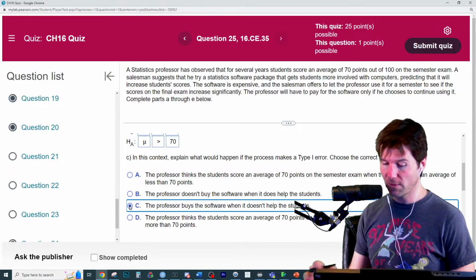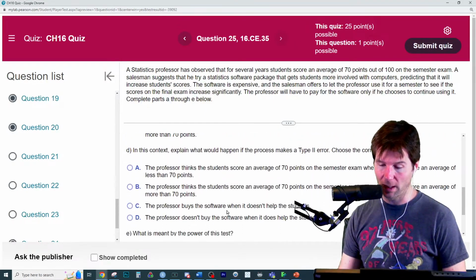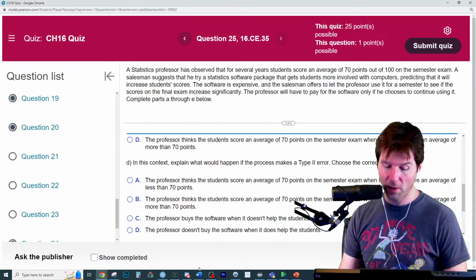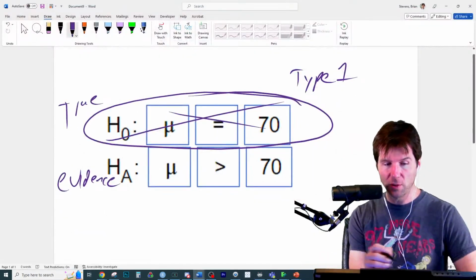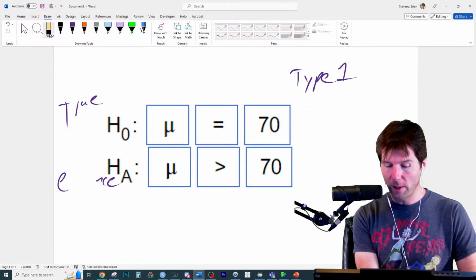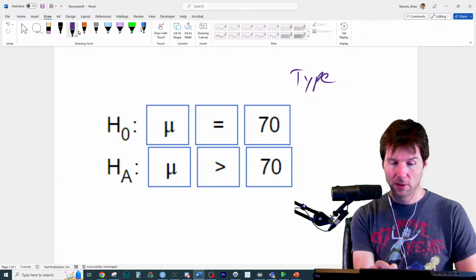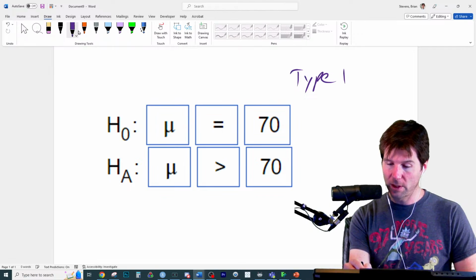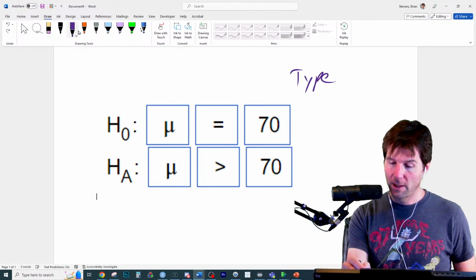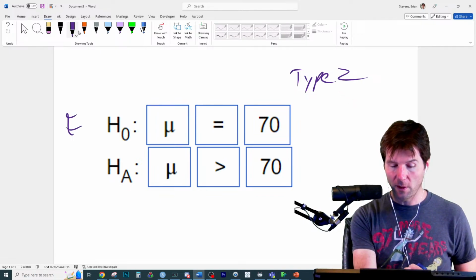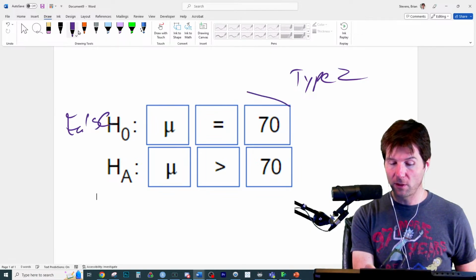The scores are still around a 70 and the professor buys the program thinking it helps. In context, what is a type 2 error? This is going to be simply the other way of doing it, where in a type 2 error, the null is false and we fail to reject it.